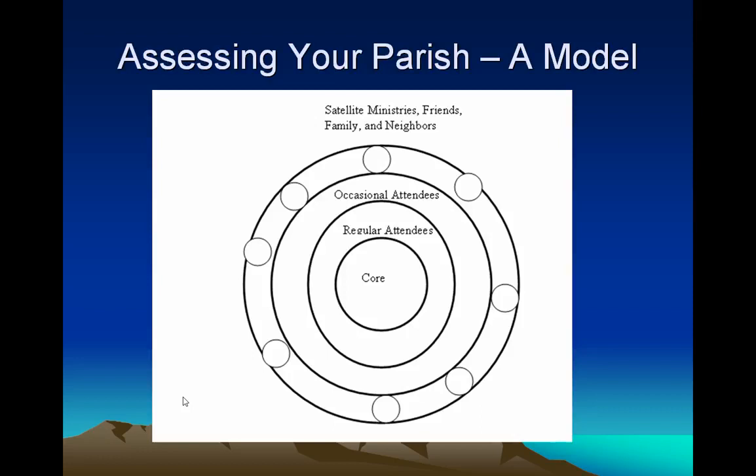So in the outer ring, I'll start with friends, families, and neighbors, and also satellite ministries, which are indicated by the little circles in that outer ring. Each of those is a self-contained satellite ministry, something like Vacation Bible School or a food pantry or a trunk or treat, something like that. Next ring in, you have your occasional attendees. Then you have your regular attendees. And then at the very center, you have the core of a parish. And every parish has people in all of these areas.